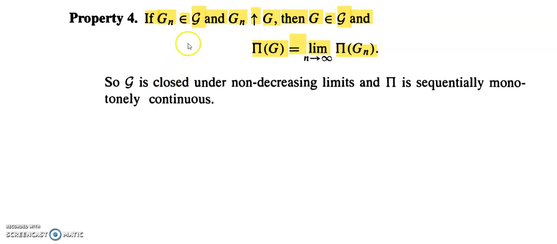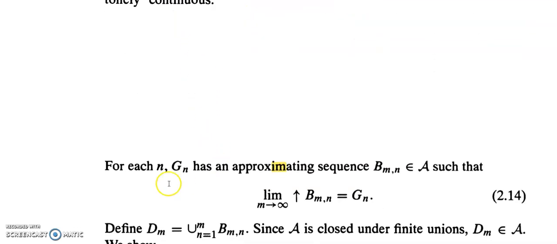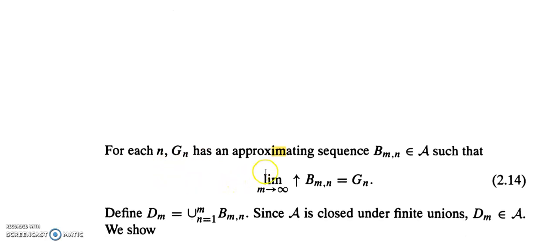Suppose Gn belongs to script G and Gn increases to G. We want to prove that G belongs to script G and also pi of limit Gn equals limit pi of Gn. First we prove G belongs to script G. Since Gn belongs to script G, we have an approximating sequence. For each n, Gn has an approximating sequence Bmn belonging to script A, such that limit m tends to infinity Bmn equals Gn.